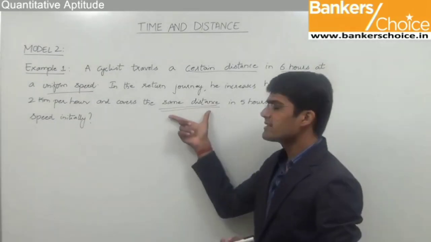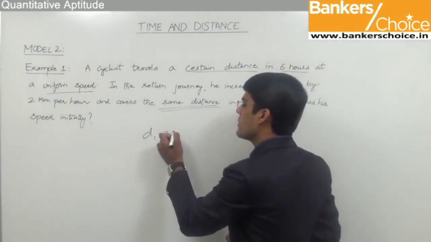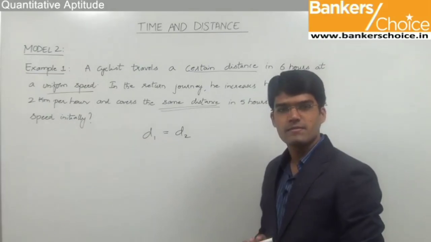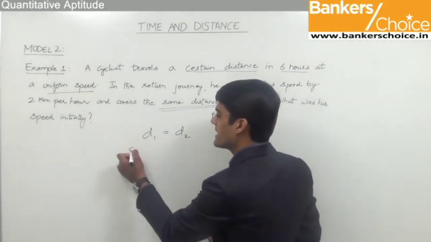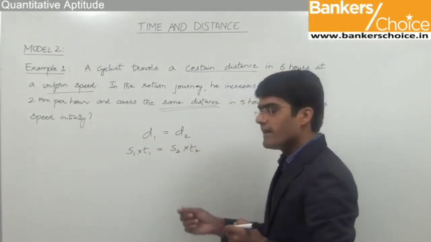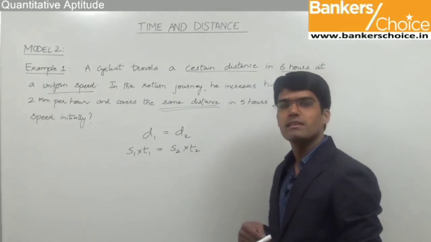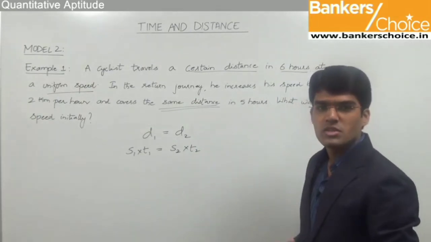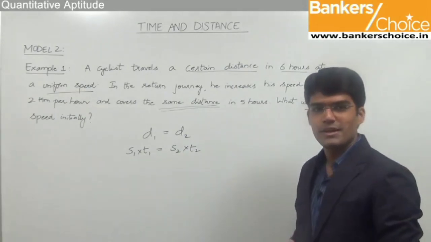Now as given here, the distance covered in the two cases is equal. So we can say that d1 is equal to d2. That is nothing but the distance in the first case should be equal to the distance in the second case. Now we know that distance is nothing but speed into time. So d1 can be taken as s1 into t1 and d2 can be taken as s2 into t2, where s1 and t1 are the speed and the time initially, and s2 and t2 are the speed and the time in the return journey. Now we need to find out the value of s1, that is the initial speed of the person. Let us substitute the remaining values and try to get the answer here.